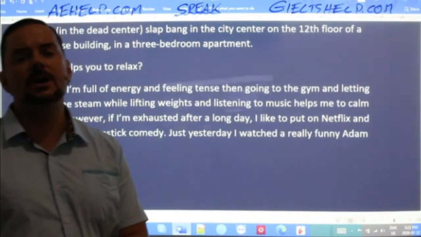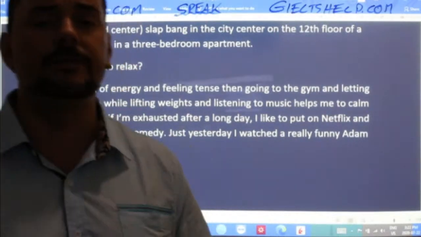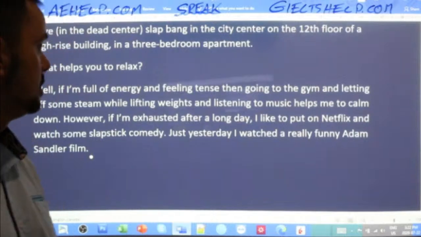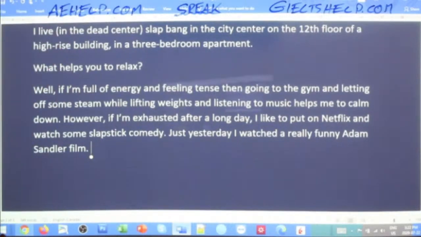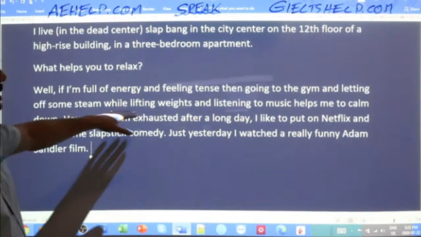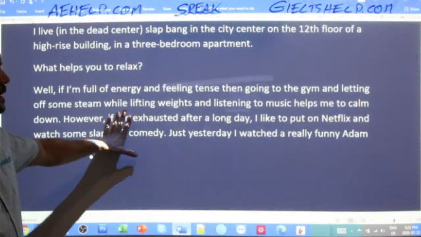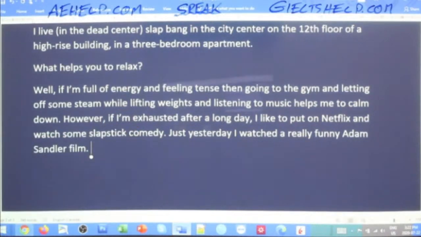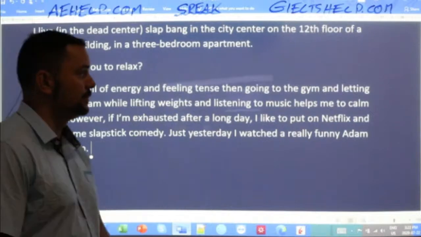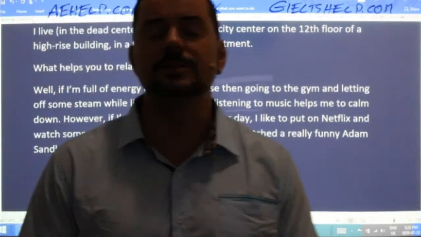So this is your high band score because it's got a lot of fluency, a lot of natural language. It's got some idiomatic language as well, letting off some steam. Okay. And it gives a clear answer, explanation, and example. Okay, that's what you want to do for those high band scores.